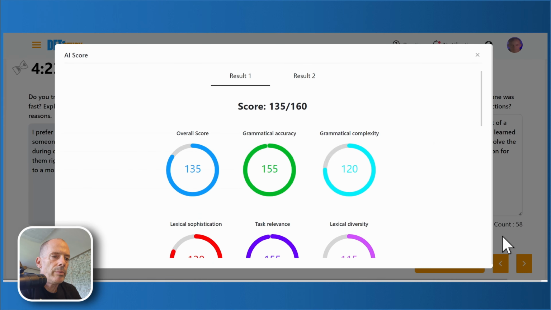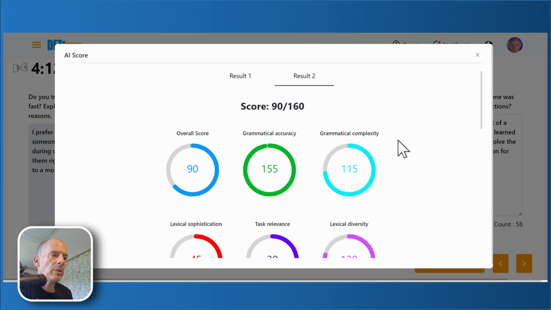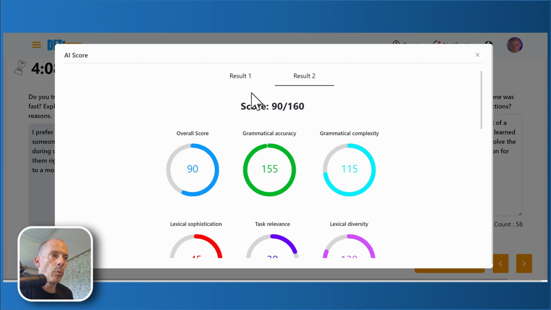Here we go. Okay, it says their overall score on the first section, let me scroll down here, was 135, grammatical complexity, task relevance was 155, they did great. But when we look at the second section, they only got a 90, right? So we have result 1, result 2.